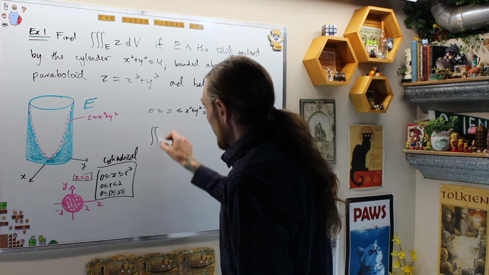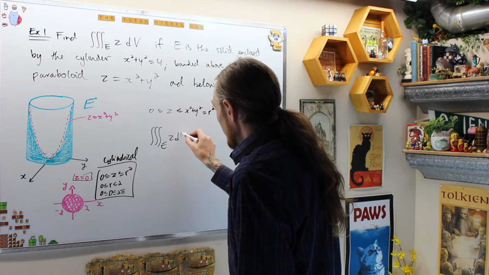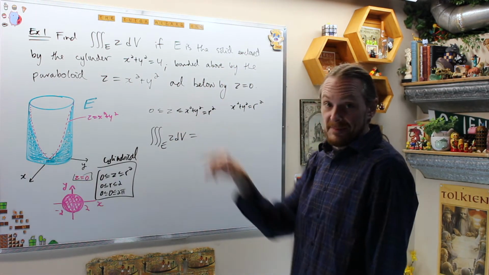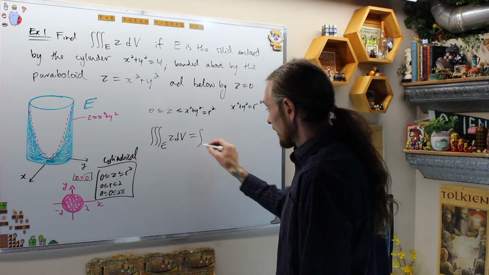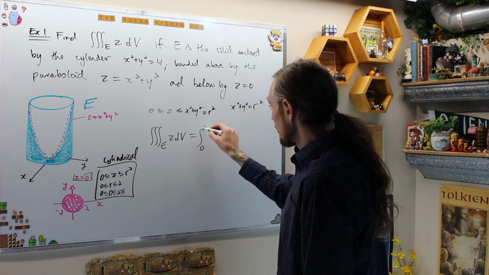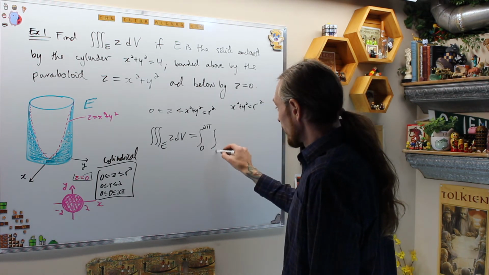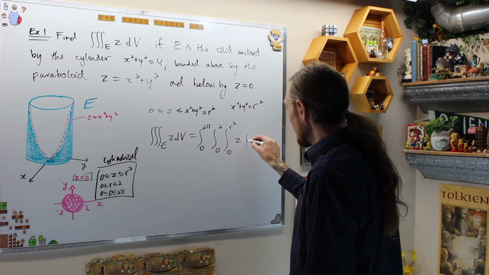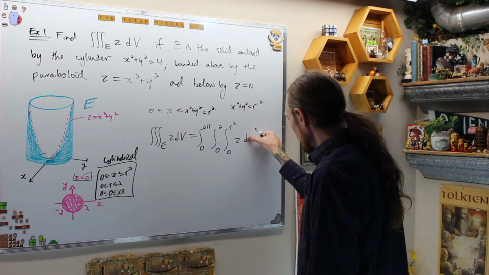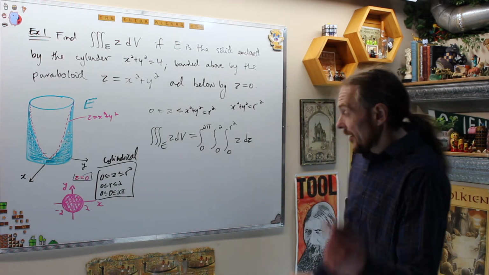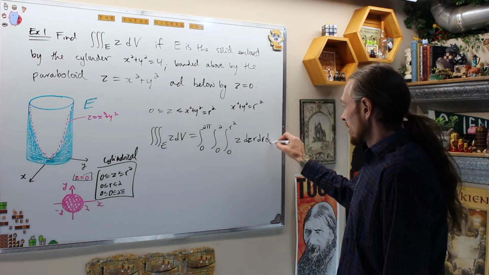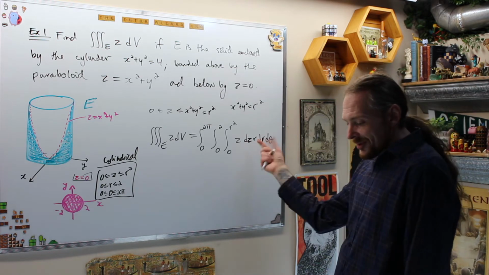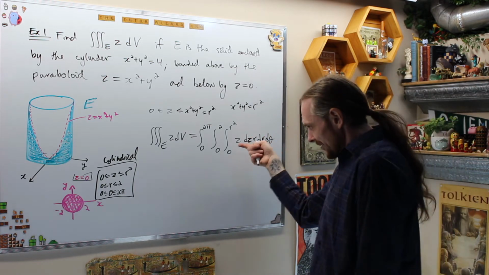That says my triple integral over E of z dV. Z is z, so it stays, but everything else changes. This is the integral from 0 to 2 pi, the integral from 0 to 2, the integral from 0 to r squared of z dz, r dr d theta. Yes, it bothers you. These are all numbers, so you can technically move them. It's going to go in here.